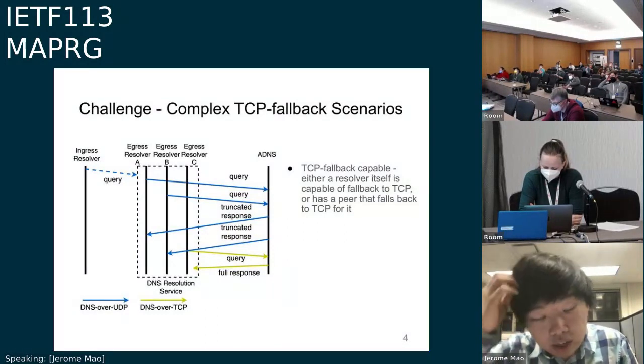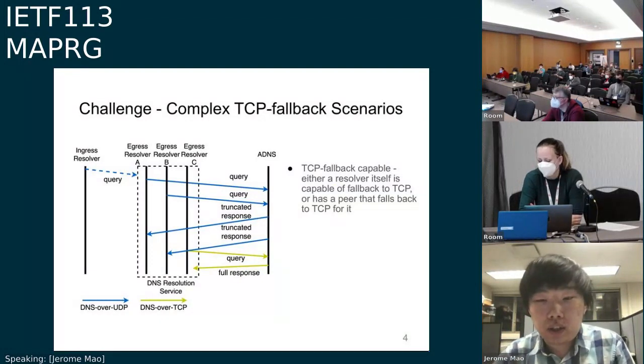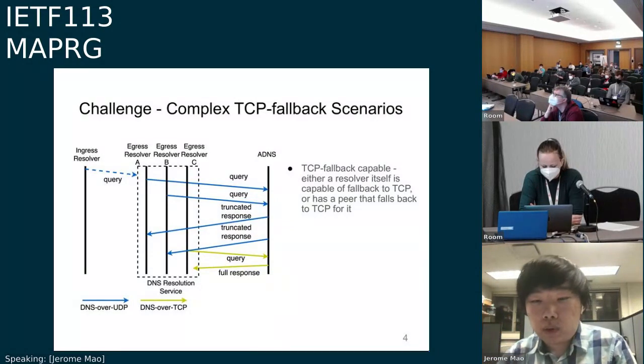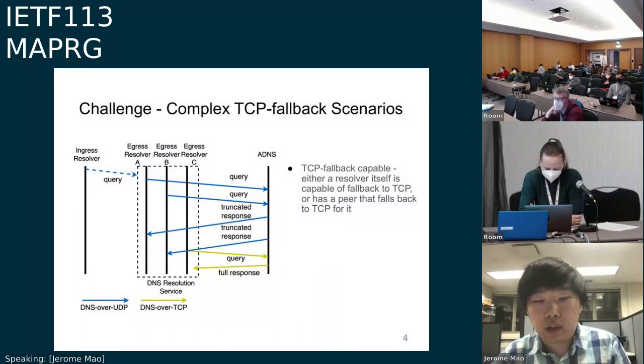Here I expected an animation, but sorry, it's the PDF version, so there's no animation. Just to illustrate a canonical scenario in TCP fallback: if we've seen one UDP query from a resolver, and one TCP query and another TCP query from this resolver for a unique query, then we can say that this resolver is TCP fallback capable. This is a canonical scenario of TCP fallback.